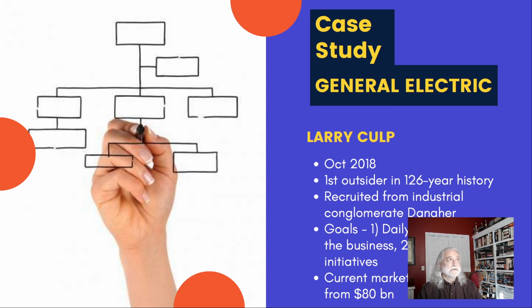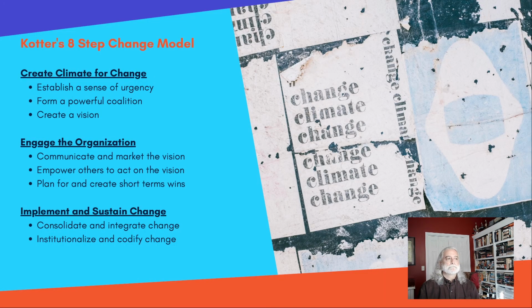Don't worry about the huge overarching goals. Manage the business daily and look at ways to improve, streamline, look at ways to become lean. Their current market value is $117 billion, up from when Flannery left it, $80 billion, and is trending up in the positive way.